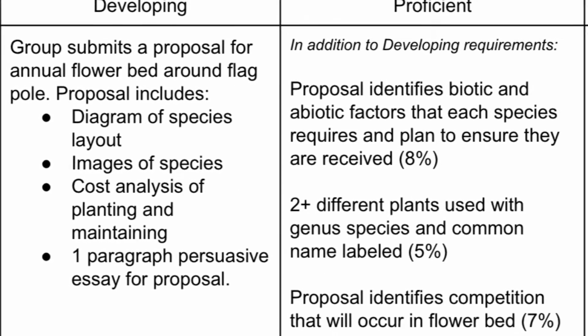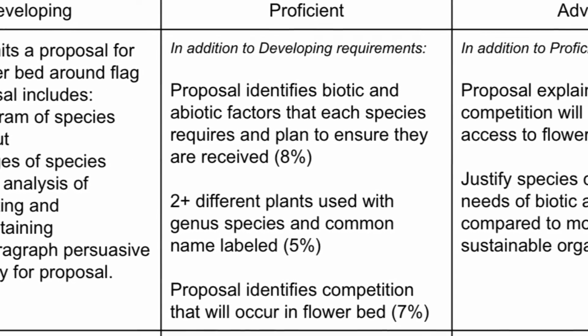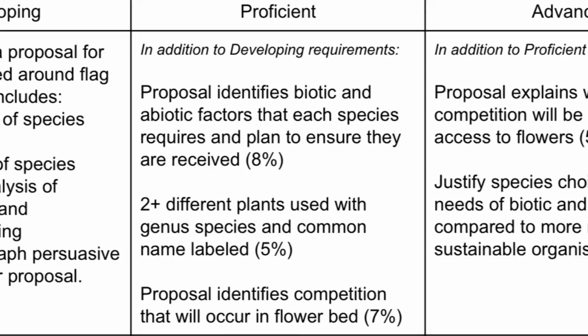The developing is just the basics. The proficient is where we really get into the content. Your proposal will need to identify specific biotic and abiotic factors that each of your species will require, and you'll need to plan how to ensure that those species get the factors that they need to survive. You'll also need to include at least 2 different types of plant species, including the genus and species labeled along with their common name. Genus and species might be something you need to look up, so you may want to add that to your need-to-knows list.